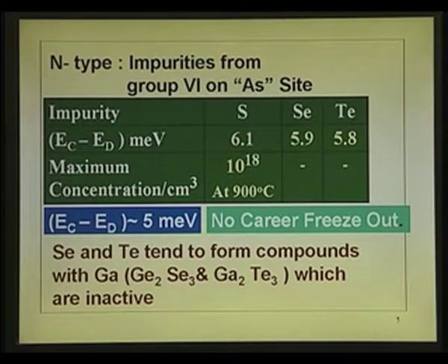In silicon, it is something like 40 to 50 milli electron volts. In gallium arsenide, the ionization energies of shallow donors are 6.1, 5.9, 5.8, on an average 5 milli electron volts, very small. They are virtually very close to the conduction band. What is the consequence of this? The consequence is that as you go down below room temperature, there is no carrier freeze out.